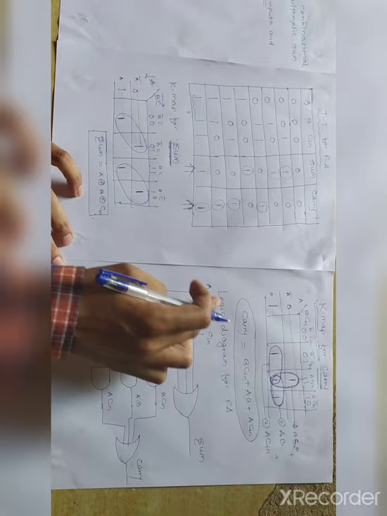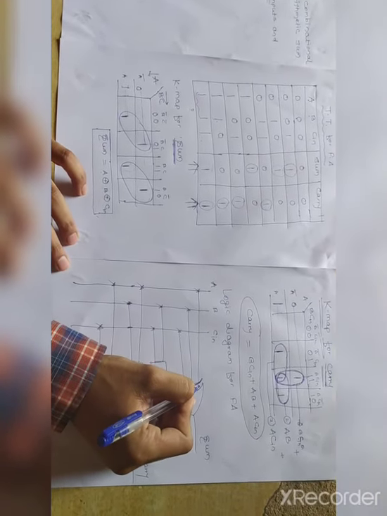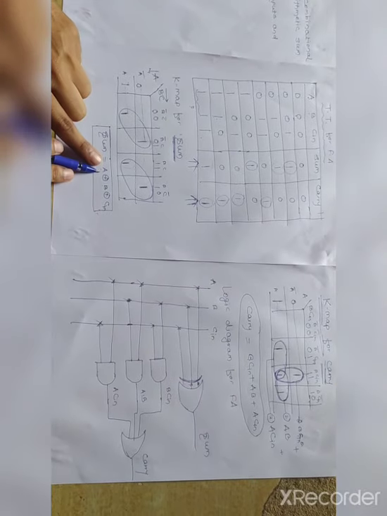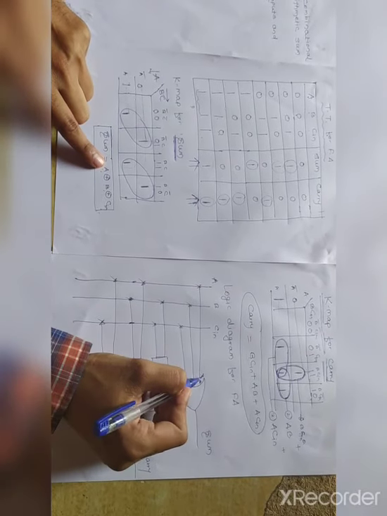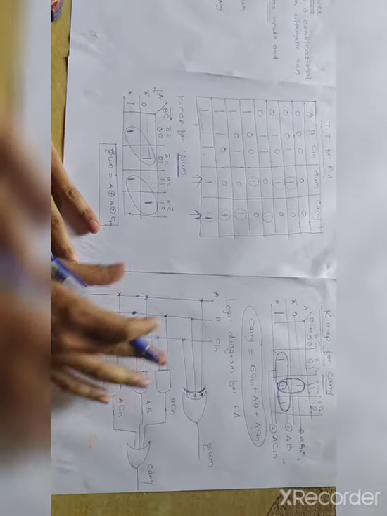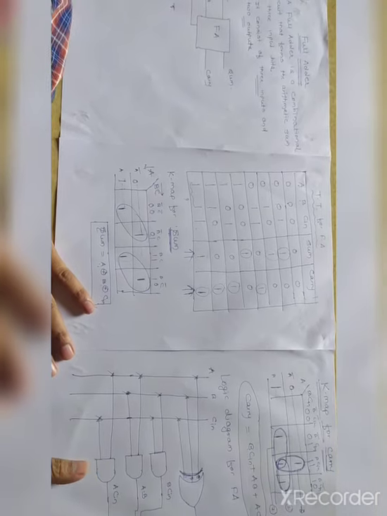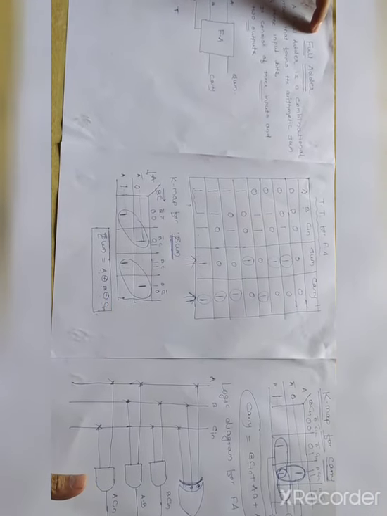Now here is the XOR gate. This is not an OR gate. Here is the XOR gate, A plus B plus C. This is my XOR gate. Now all this is the simple logical diagram of the full adder. All this is about the full adder.